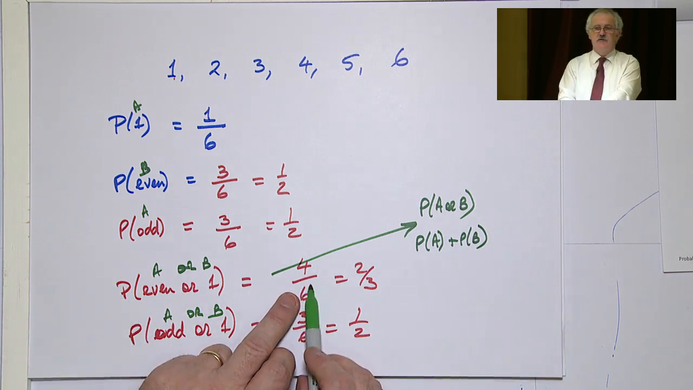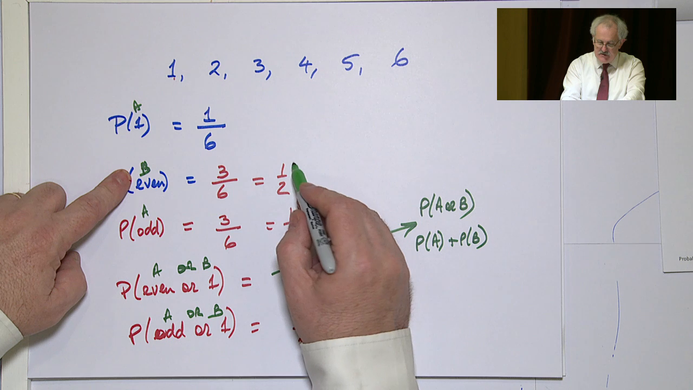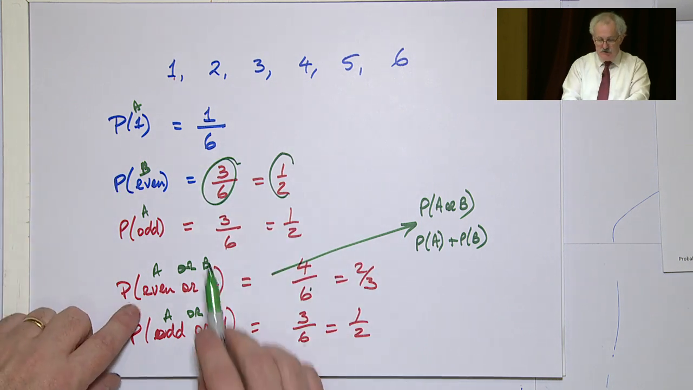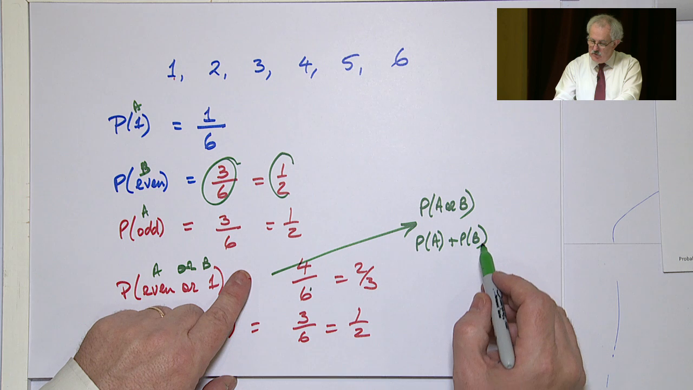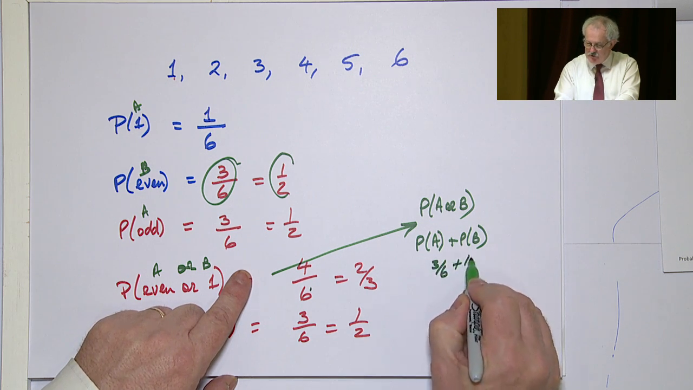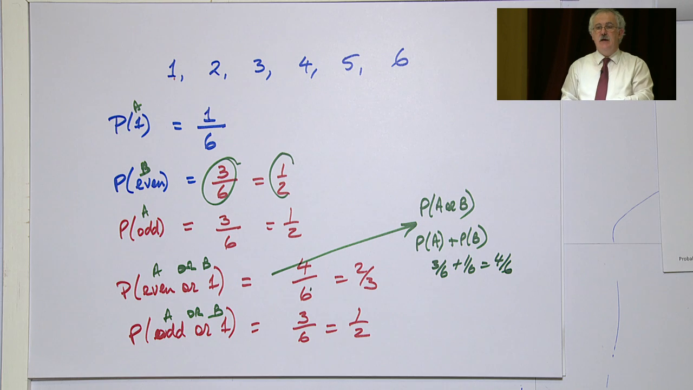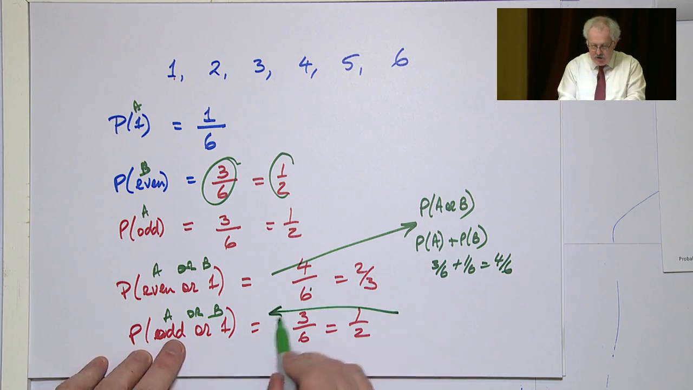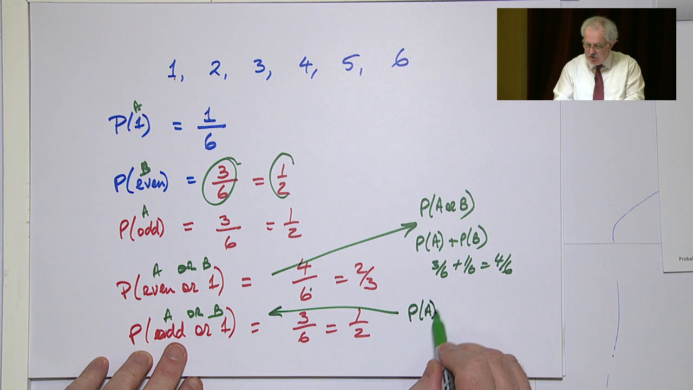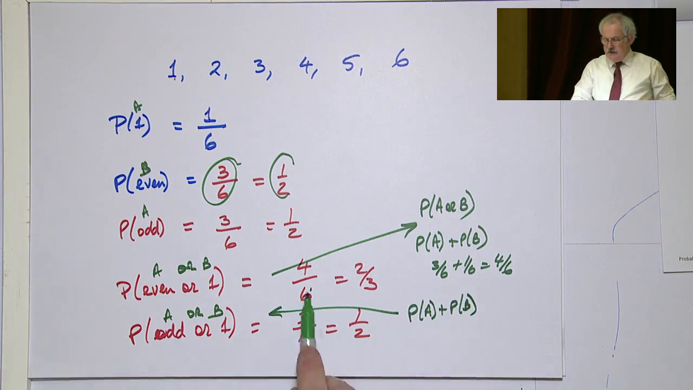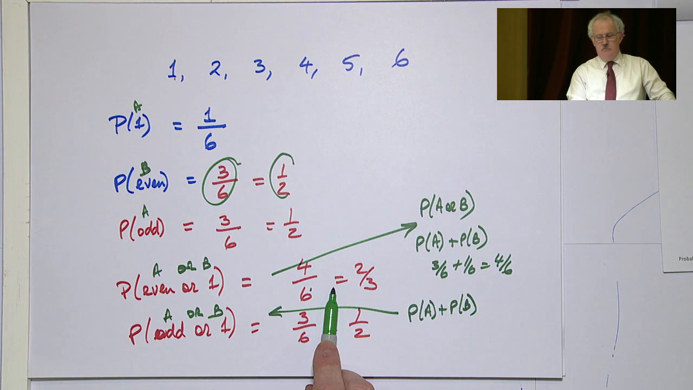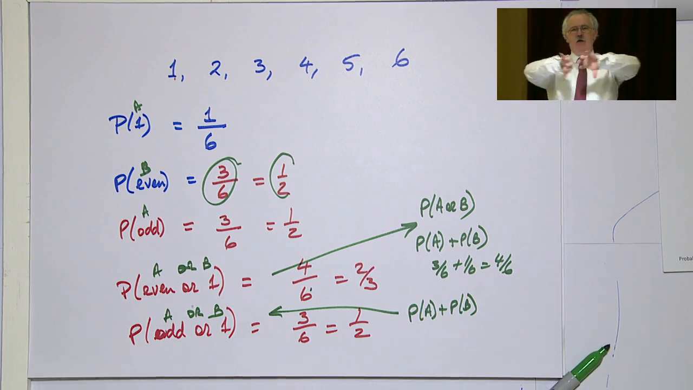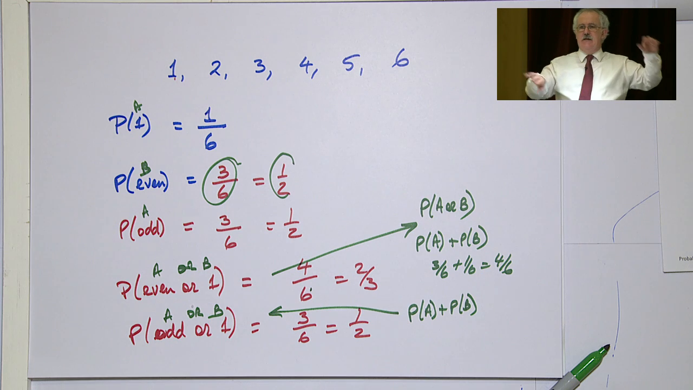Because how did I get the 4/6? I got the even by saying it's 3/6, plus the 1, which was 1/6, which is 4/6. Is that okay? But in this situation, I got A or B, P(A) plus P(B), and I didn't get 4/6. Because why? Odd was 1, wasn't it? And that depends on whether things are completely ruled out, mutually exclusive in all those things. Is that okay? And we can deal with that.